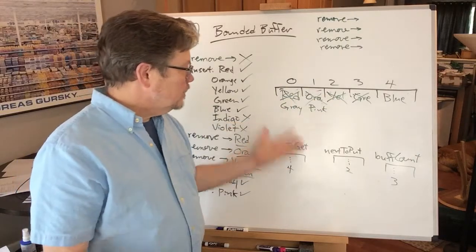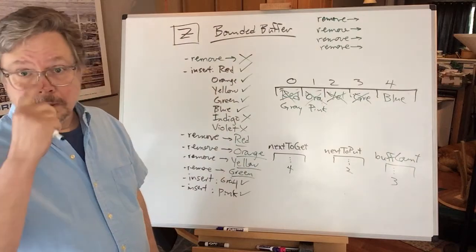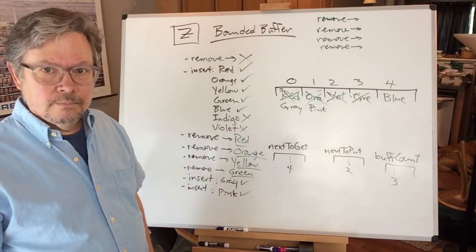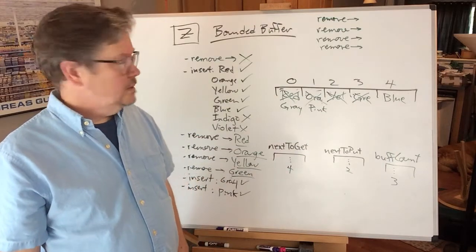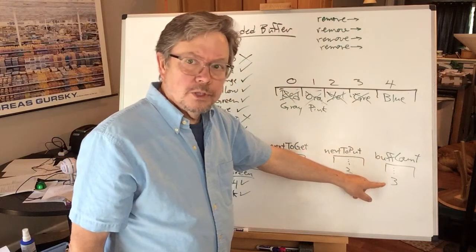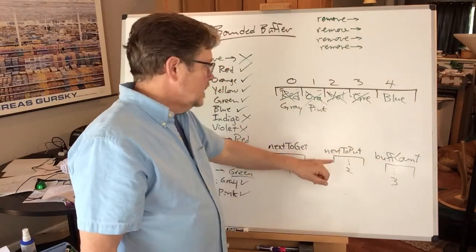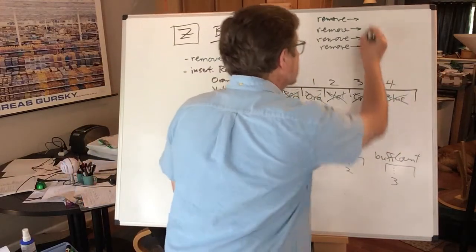Why is buff count 3? There are 3 different values currently stored in the buffer. See how that works? Those are all 3 legitimately different from each other for very different reasons. Remove, can we do a remove? We check buff count first. Yes, that's more than 0. We can do a remove. So we're going to get it from next to get. Slot 4. Blue finally has its day in the sun again.